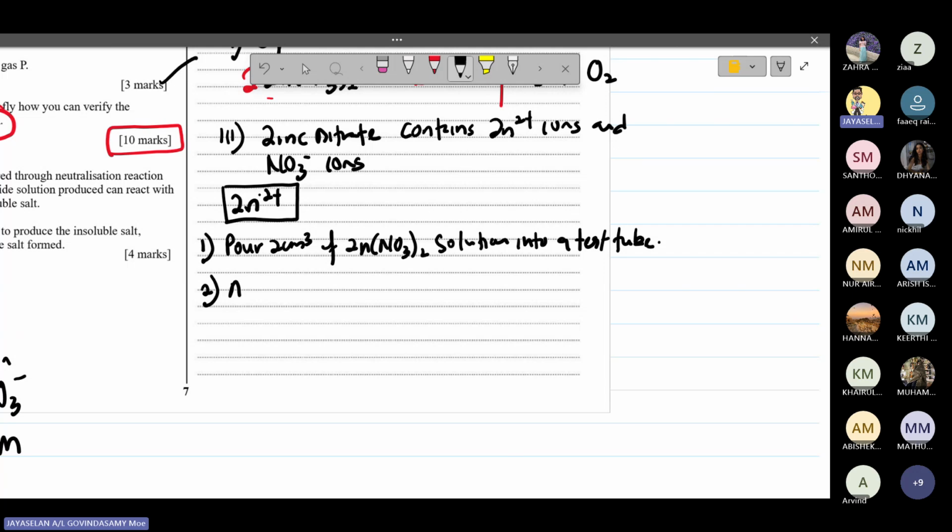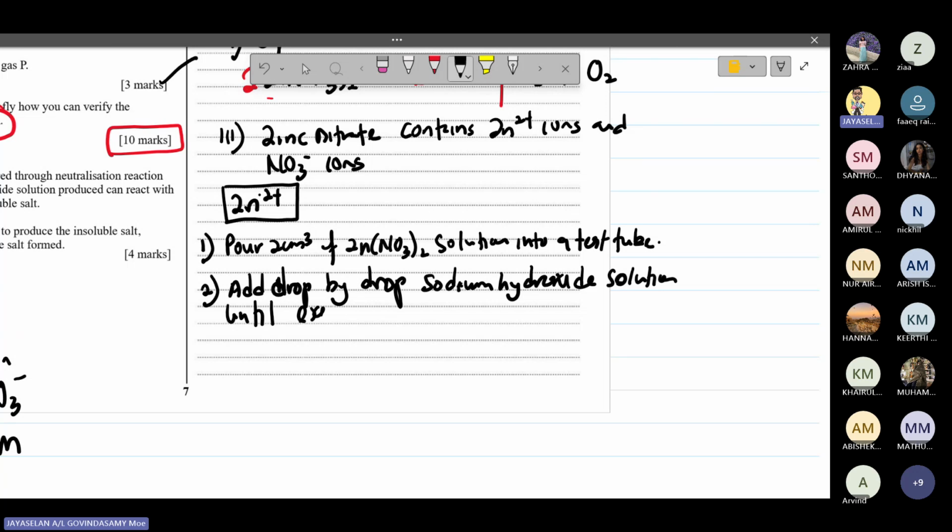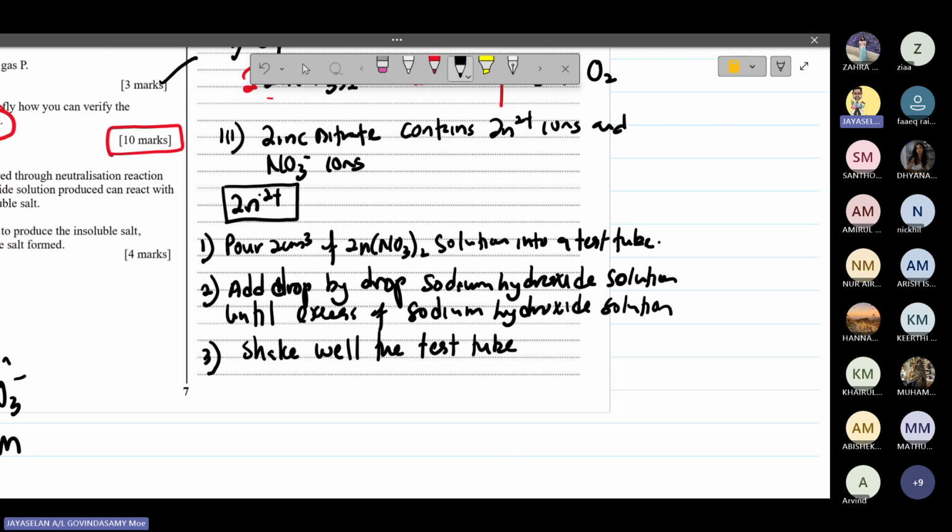After that, what do you do? Add drop by drop. What solution? Drop by drop sodium hydroxide solution, until excess. Excess of sodium hydroxide solution. You already score 1 mark. Any question? No question. Okay, point number 3. You already add, right? Shake well the test tube. You already score the third mark.